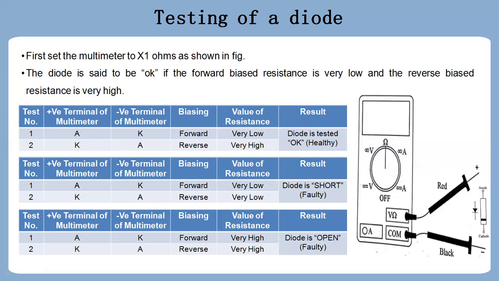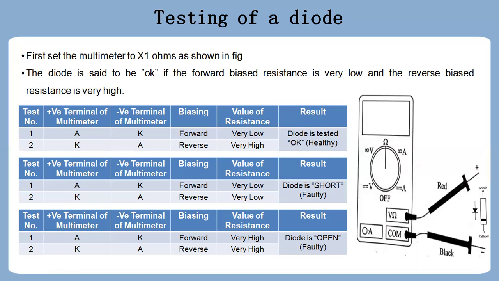Whereas if in both the cases, that is in forward bias and reverse bias, the value of the resistance is very low, we can say that our diode is faulty or it is a short diode. And if we are getting a very high value of resistance, that means the diode is open and again it is a faulty diode. So simply by connecting our diode in forward bias and reverse bias and checking the value of the resistance, we can find whether our diode is a healthy diode or a faulty diode.